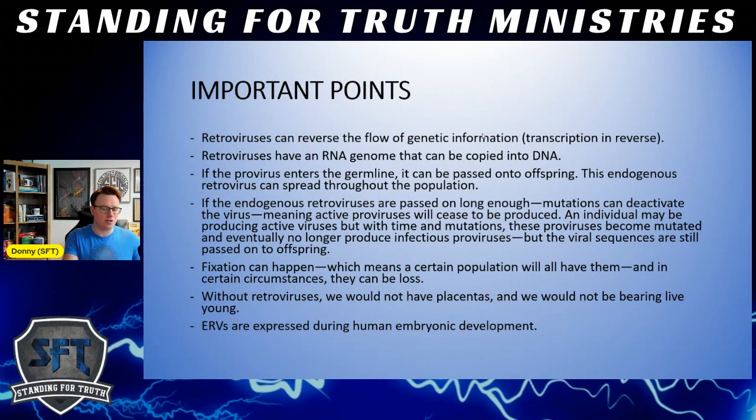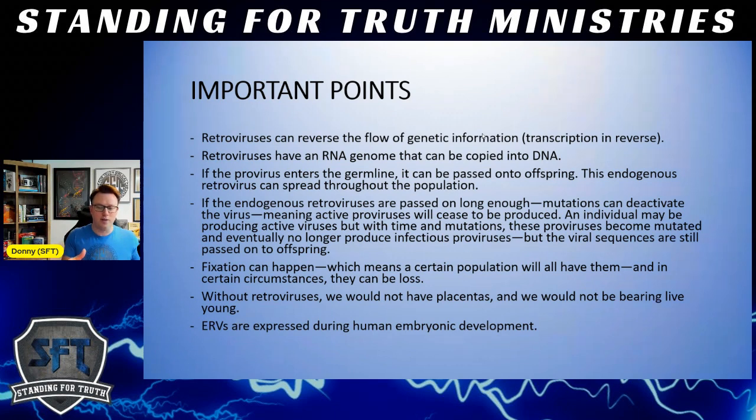And we've talked about this. Retroviruses can reverse the flow of genetic information, which is transcription in reverse. Retroviruses have an RNA genome that can be copied into DNA. And so if this provirus enters the germline, as we discussed earlier, it can be passed on to offspring. And now this endogenous retrovirus can spread throughout the entire population.